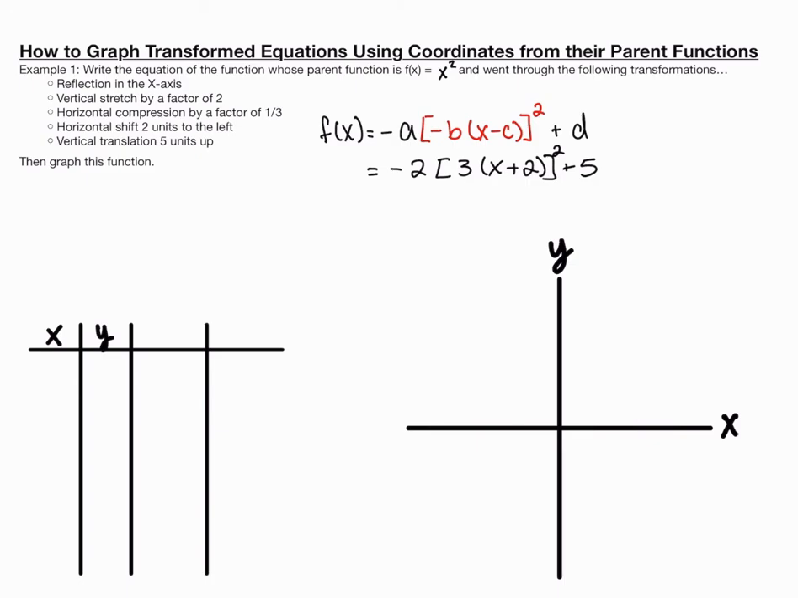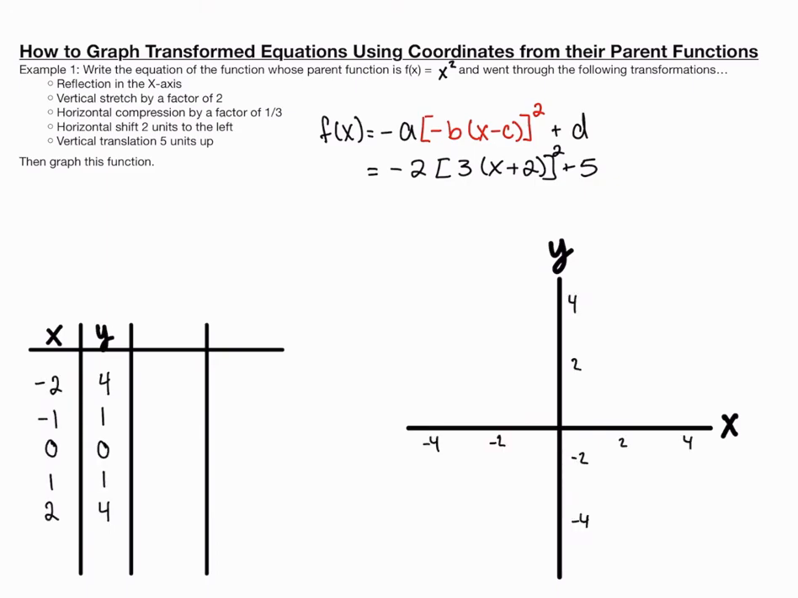We have a horizontal shift 2 units to the left. Left is into the negative direction, so the sign needs to be positive. Remember, the stuff with regards to the horizontal transformations is a bit opposite of what you'd think. And finally, you have a vertical translation 5 units up, so that would be +5.